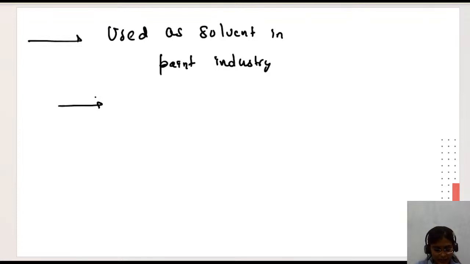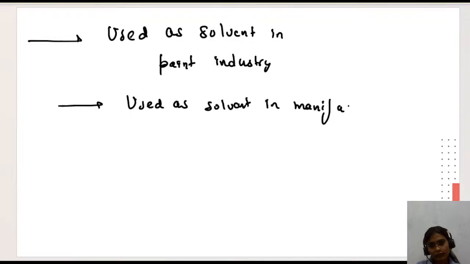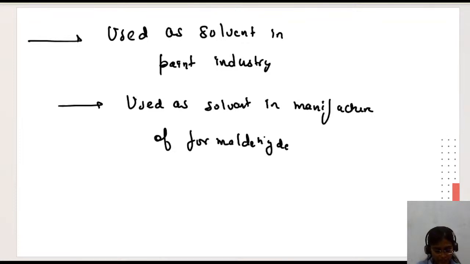Next, it is used as a solvent in the manufacture of formaldehyde. How is it possible? Don't worry, we are going to discuss it in the upcoming classes. Formaldehyde.